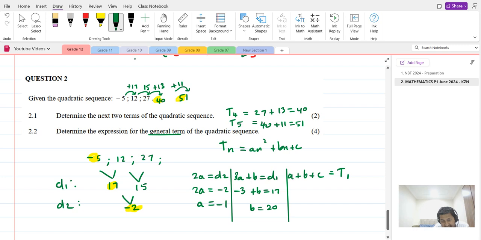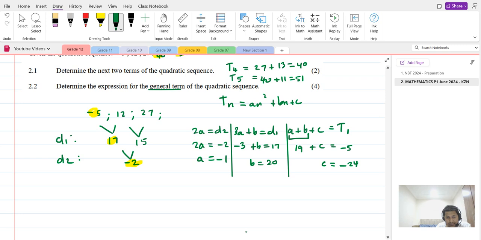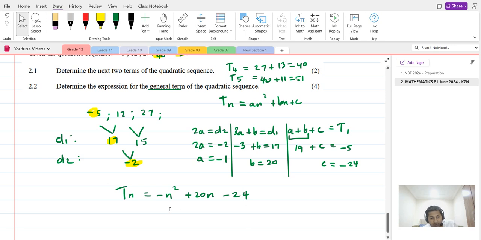Now we can group a plus b. What's a plus b? That's 19, plus c is equal to term 1. What's term 1? Minus 5. So the value of c is minus 5 minus 19, which is minus 24. So what's my Tn formula? The general term is Tn equals negative n squared plus 20n minus 24. That's my general formula.